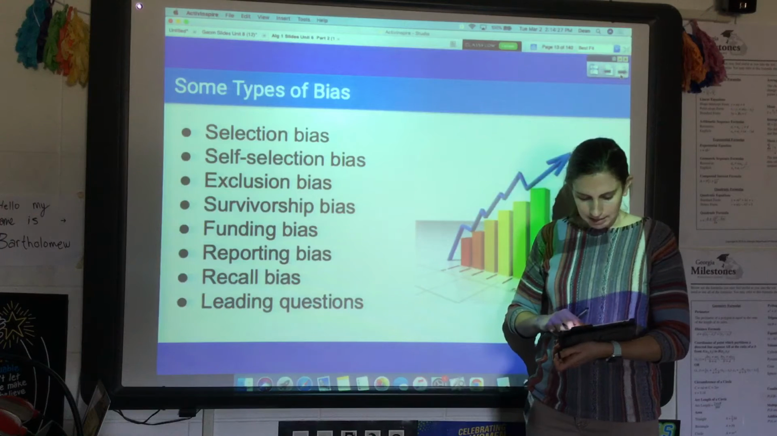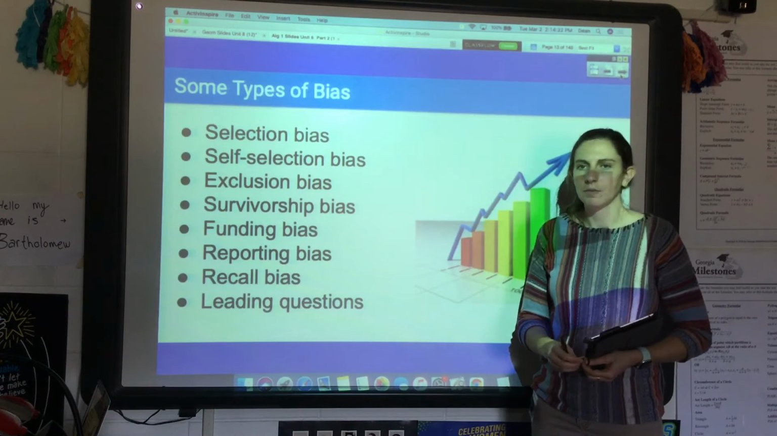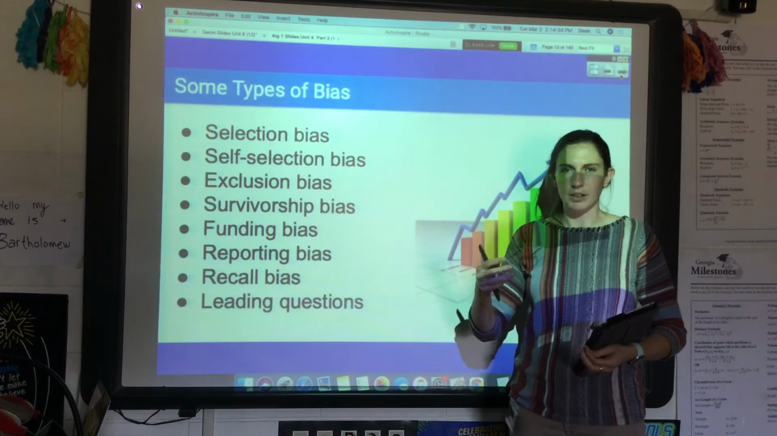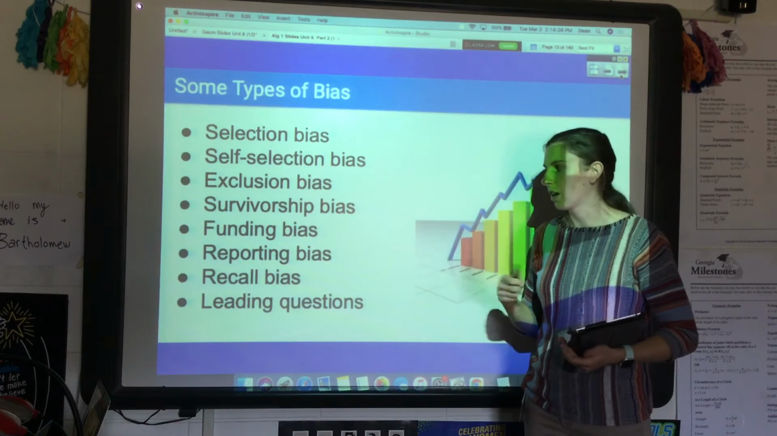Reporting bias is basically when the report of the data is skewed. So maybe they use accurate numbers, but they're presenting it in just kind of a misleading way. We're going to actually talk more about that in a second.